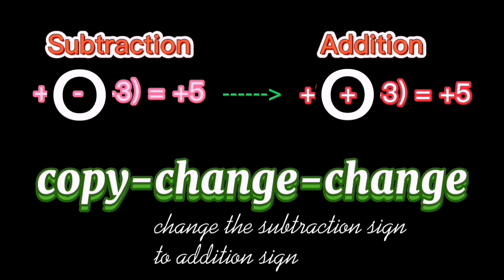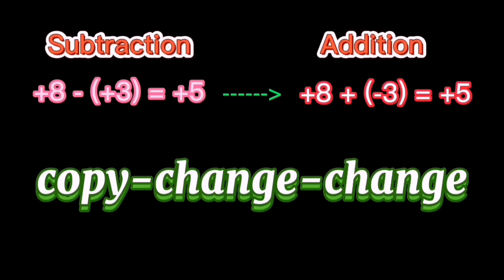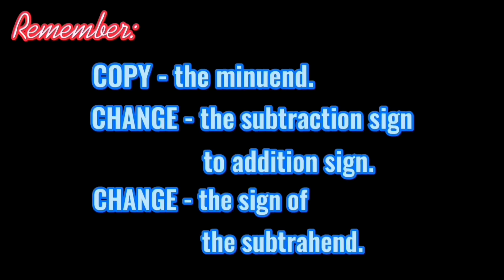Of course, from subtraction, we draw a vertical line cutting it across to change that to addition. And the second change, or the last word, is for the subtrahend, which needs to be replaced by its opposite, or the so-called additive inverse. That's what the copy, change, change means. And there you have it, guys.